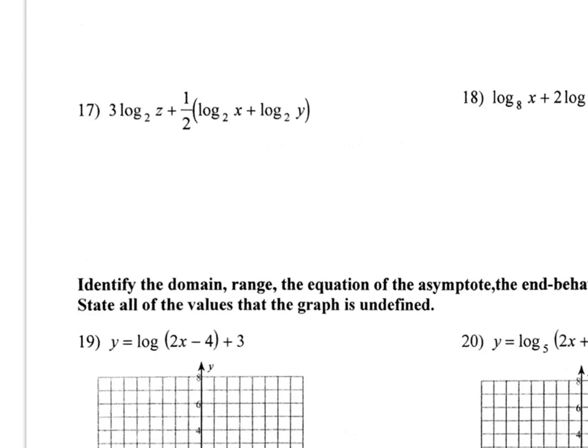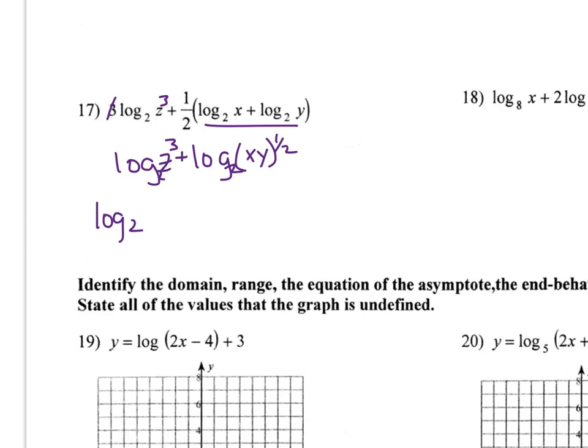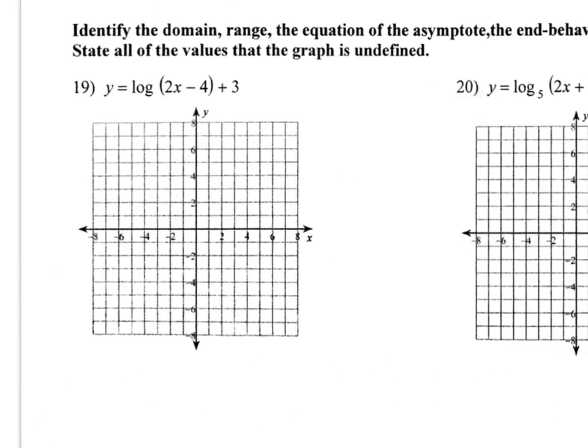Okay, so that 1/2 goes on each one of these. So it's log of x, y to the 1/2. And this is log z to the 3rd plus. So when you add them, it's log base 2. So when you add them, log base 2 of z to the 3rd, you're going to multiply, and remember, 1/2 is the same as the square root.